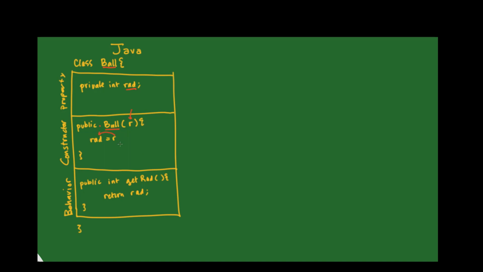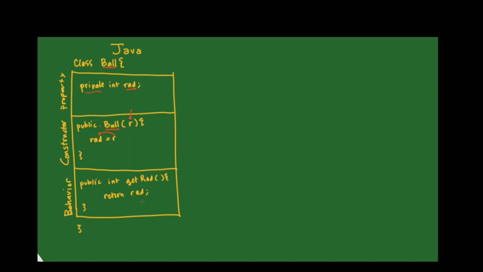And so because rad is defined outside of the constructor, the scope, or where it can be seen, is anywhere inside my class. And I wrote one method down here, so these are methods or behaviors, and this method is called getRad, and since rad is private, I cannot access it directly, but I've created a public function where I'm going to return the radius.